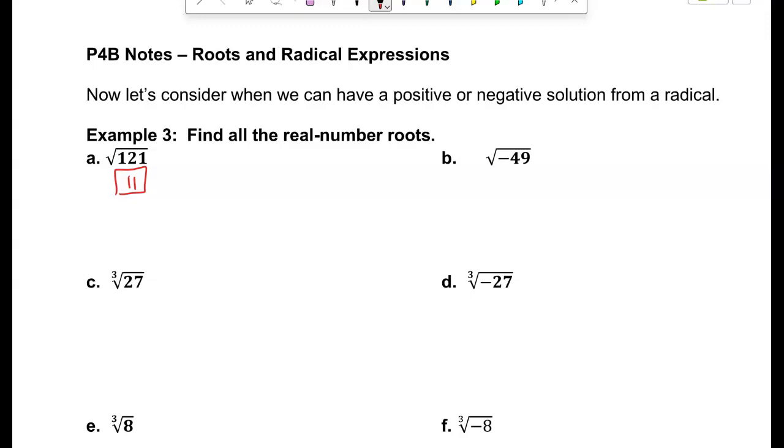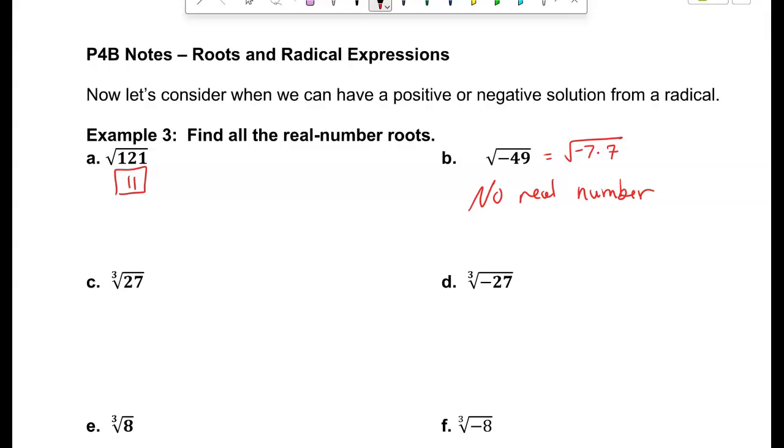The square root of a negative 49. This would be what? No real what? Solution. Yep, no real number solution. So for this case, how would you rewrite that? We would rewrite that as a negative 7 times what? 7. Well, but that negative messed it up, right? We can't take the square root of a negative number.